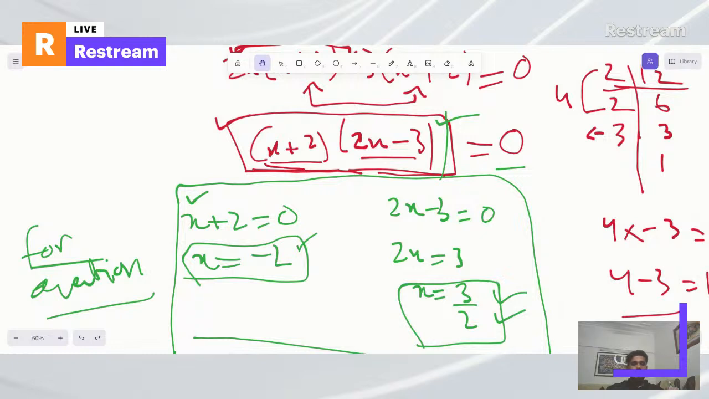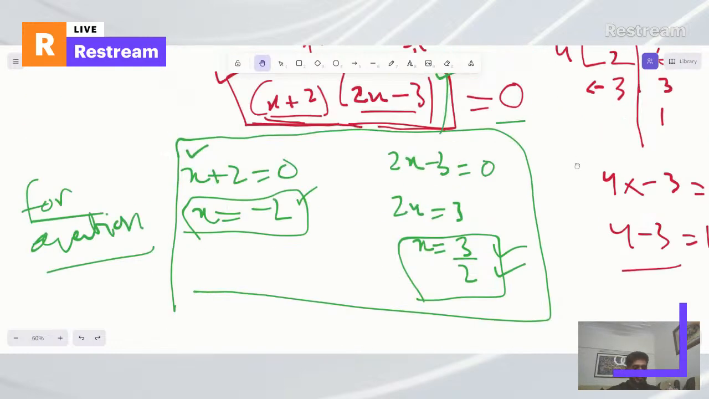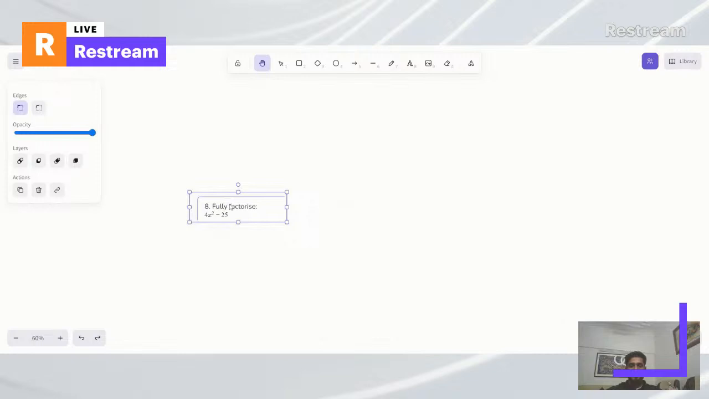All right, so we're gonna move on to another question. This is gonna be the last question for today. So give as much input as possible. All right, so this is how the question looks.